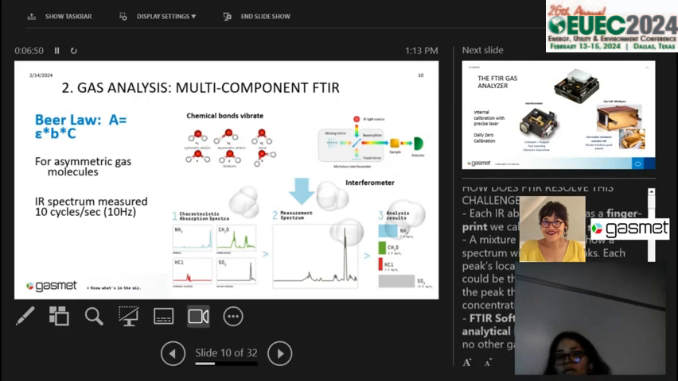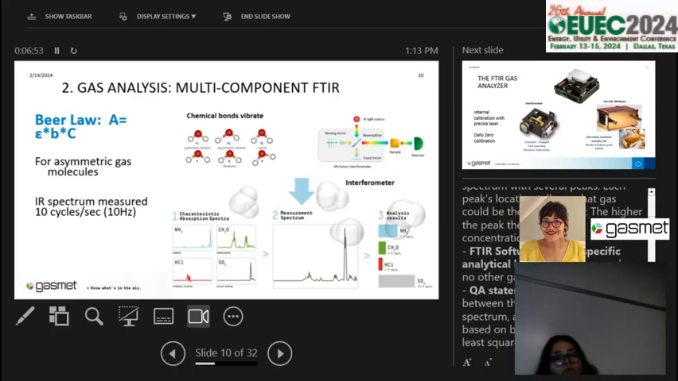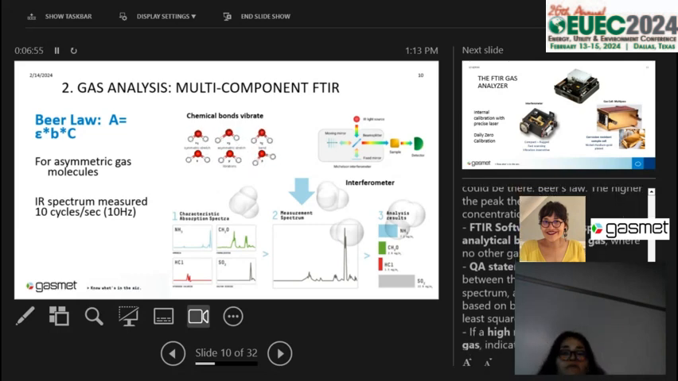So with FTIR software, like the one that we use at Gasmet, we specify specific analytical areas for each component. And we also measure something called the residual. The residual is the difference between what we calculate to be the absorbance spectrum and the spectrum that we built based on the built-in references. So if there's a high residual, there is a potential for an extra component that is present.